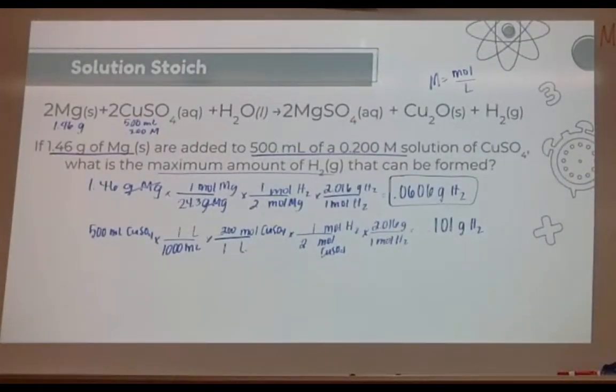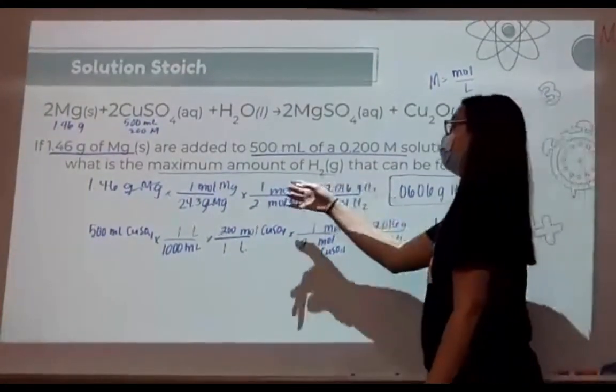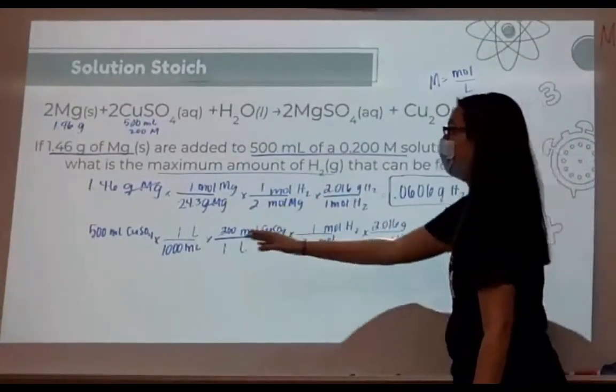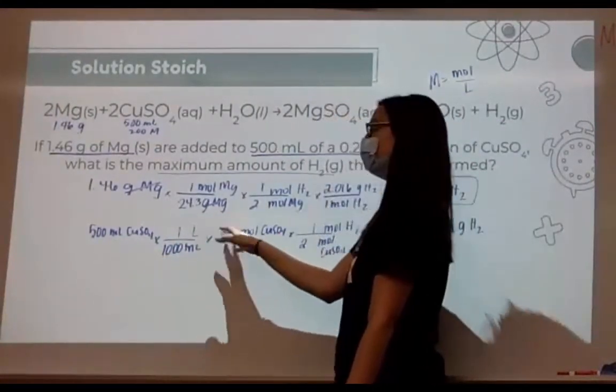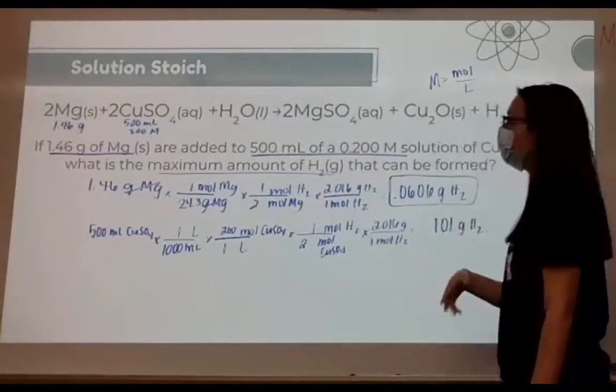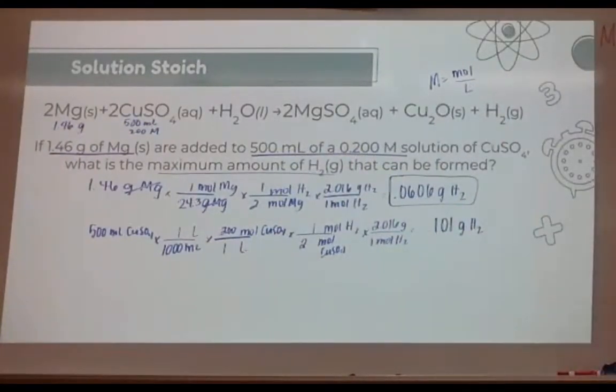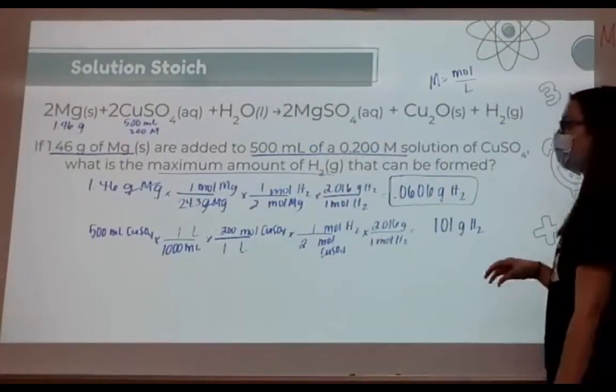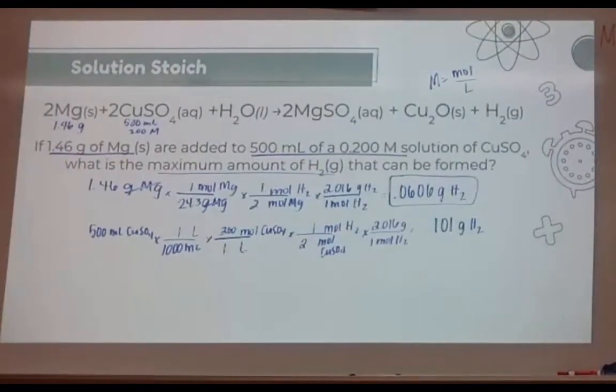So again, what we did here, we did limiting reactants, and we looked at some solution stoich. Just know that volume and molarity allows you to find moles. Questions on this example?